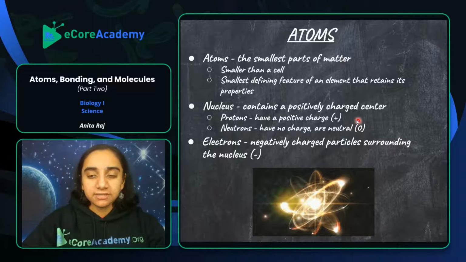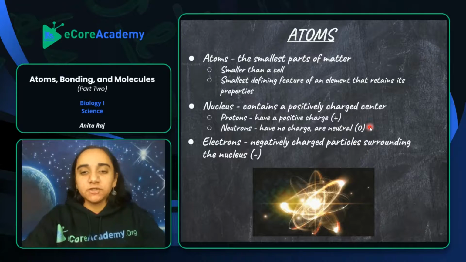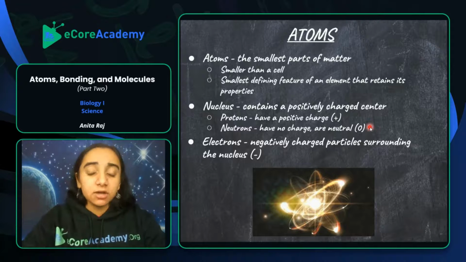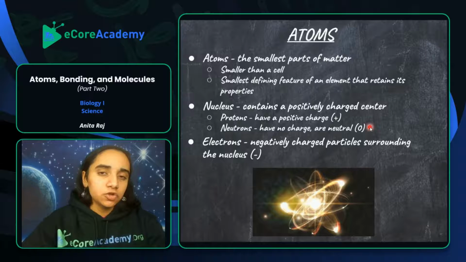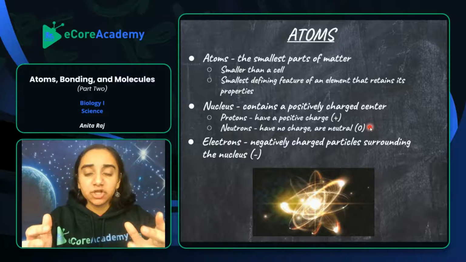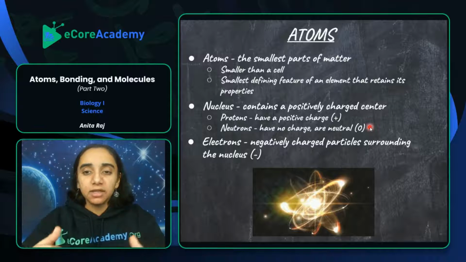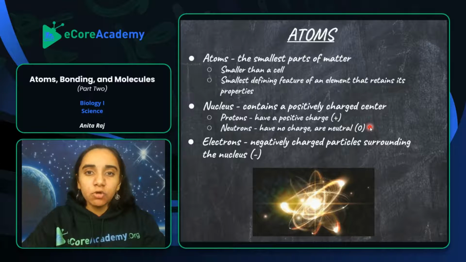You'll also see a slash through the 0. I didn't write that, but you can either have a 0 or a slash through the 0. So the nucleus is constituted of the protons and the neutrons. It's positively charged because the neutrons have a 0 charge and the protons have a plus charge. So if you have 0 and a plus charge, the plus charge is obviously going to dominate. So you have a positively charged core of the atom.